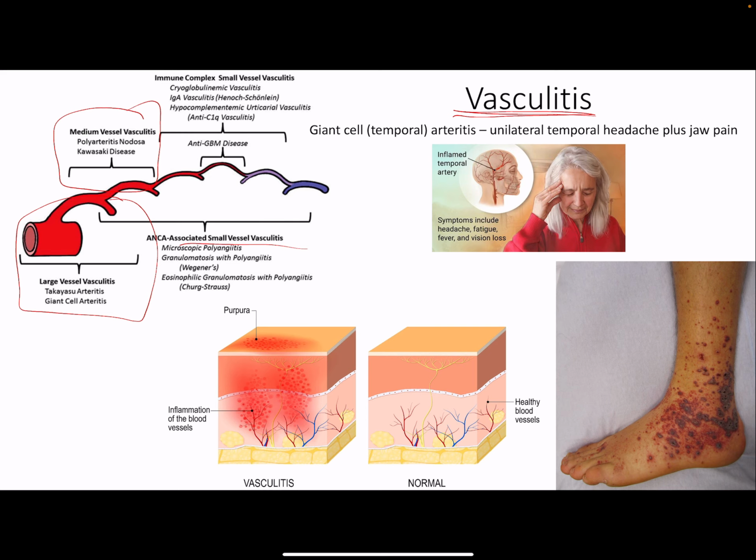Because it's attacking the blood vessels, they're going to get inflamed. Plasma is going to leak out into the interstitial tissue. It can cause purpura, which is just kind of like larger versions of petechiae, something like this. And giant cell temporal arteritis is maybe the main one. Your temporal artery becomes inflamed, which causes a headache and can also cause vision loss as well.